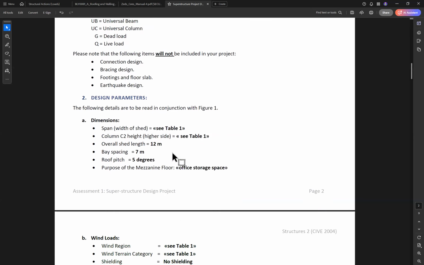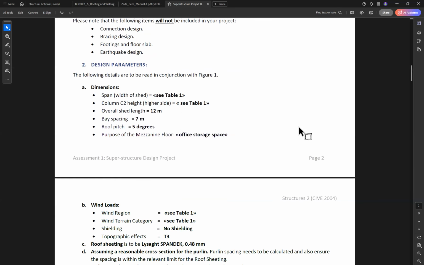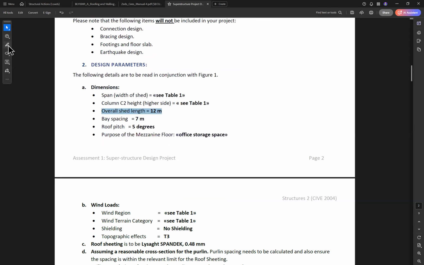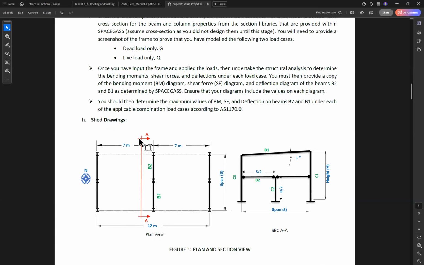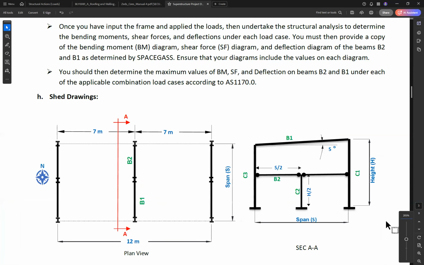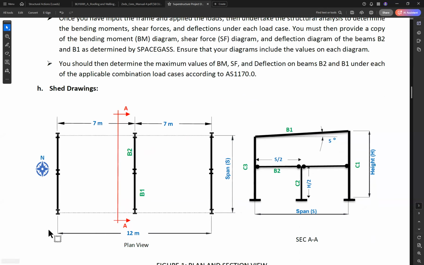So for the design parameters, we have some parameters common for all the students, like the overall shed. And before we go through this, I will show you the shed. So this is our shed. We have the plan view and elevation view of the shed. So the shed is 2 bays. Each bay is, sorry, this should be 6 and 6. I will update this one. So the total is 12, and the span is variable. So the span is variable; every group will have a different span and different height.